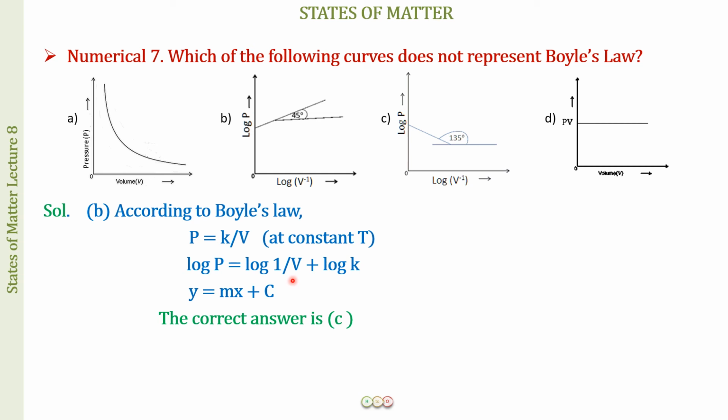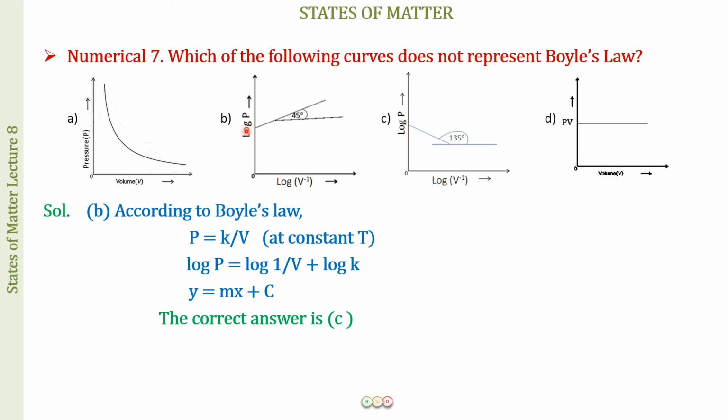The next we have is going to be just putting these as Y, log P as Y, log 1 by V as X, and log K as C. And if I put a 1 over here, that is also not going to make a difference. So this 1 over here is going to denote my M, which is going to give us the slope of the line.